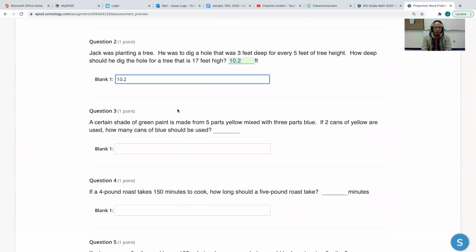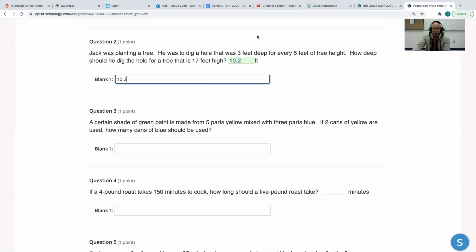All right, number 3, a certain shade of green paint. And again, I encourage you to pause this video, try it on your own. Maybe go one step at a time with me. You do it first and then play it and then see if you did the same thing I did. So a certain shade of green paint is made up of 5 parts yellow with 3 parts blue. 5 yellow, 3 blue. I have a feeling those are my 2 variables. If 2 cans of yellow are used, how many cans of blue should be used?